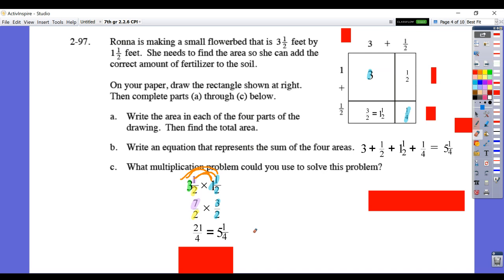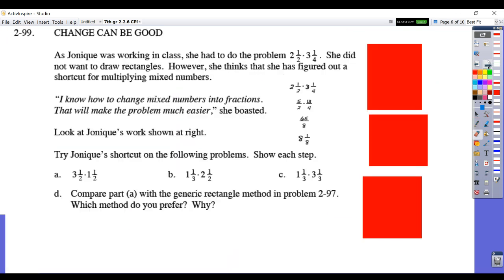So that's why when students typically ask, can't we just do it that way? The easier answer is, well, you just won't get the right answer. So that's why we show you this technique, because it is the most straightforward algorithm or method to find multiplication of mixed numbers. All right.